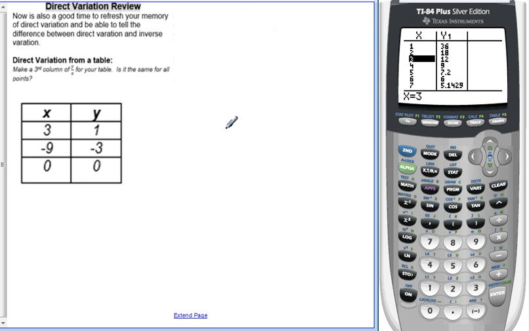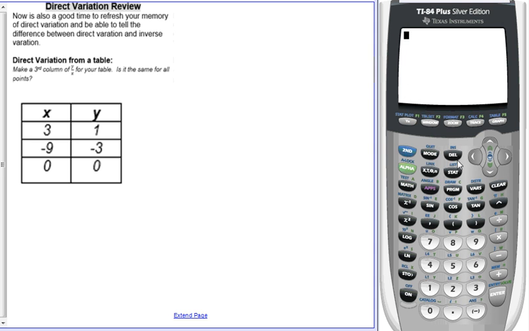So, quick review of direct variation, because you're going to be asked to tell whether something is inverse variation or direct variation. So we need to do a quick review of direct variation. Direct variation is a line, and it goes through 0, 0, and it never is horizontal, and it's never vertical.